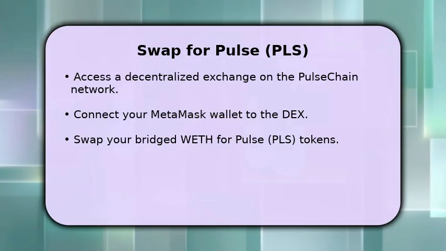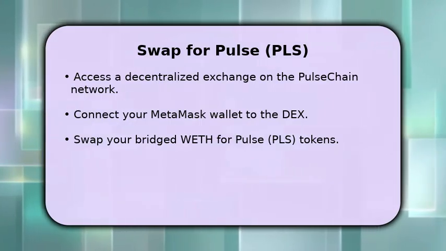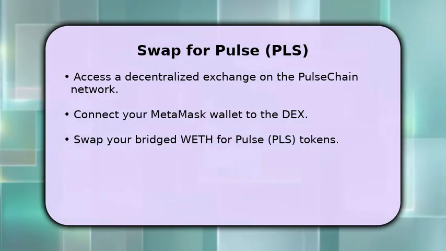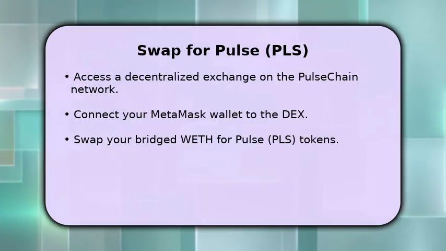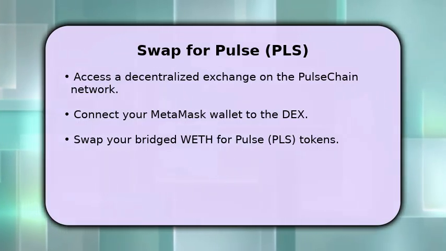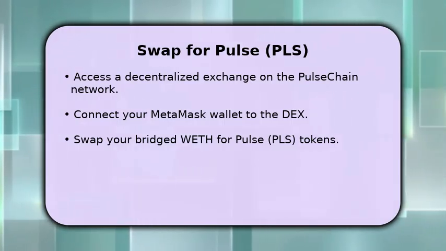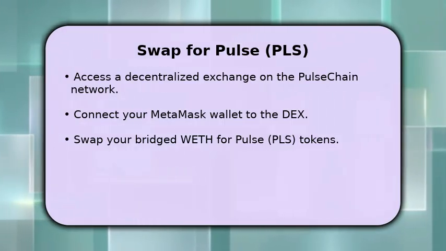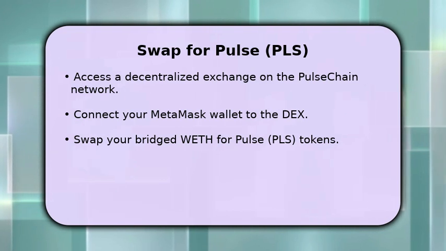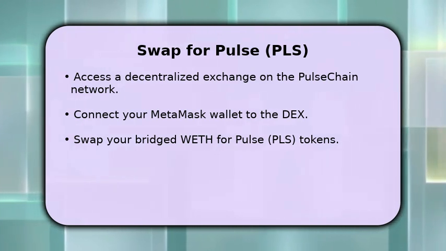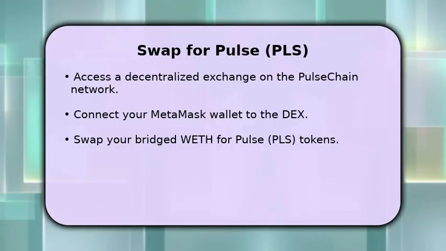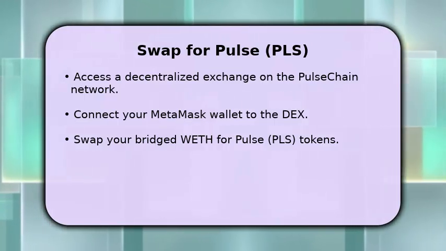Finally, with your WETH now on the Pulsechain network, you can swap it for Pulse or PLS. Go to a decentralized exchange operating on Pulsechain, such as PulseX, and connect your MetaMask wallet. Select WETH as the token you want to sell and PLS as the token you want to buy. Enter the amount, review the transaction details, and confirm the swap in MetaMask. Congratulations, you now own PLS.